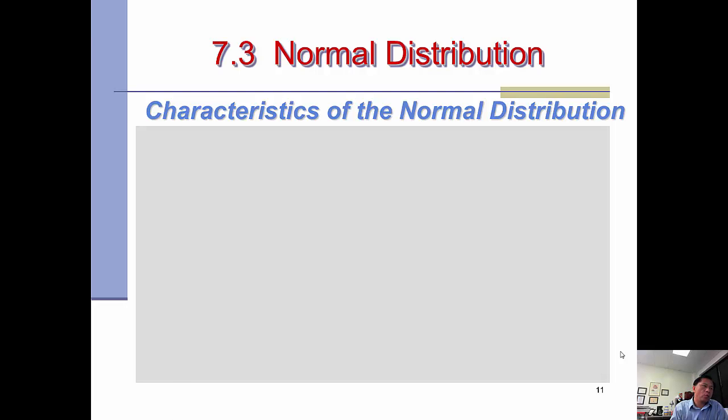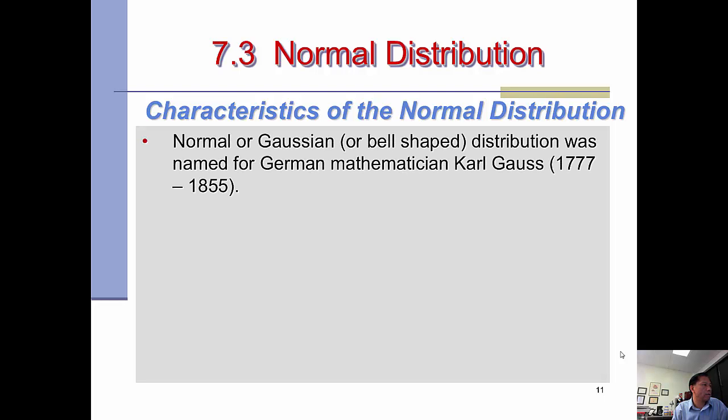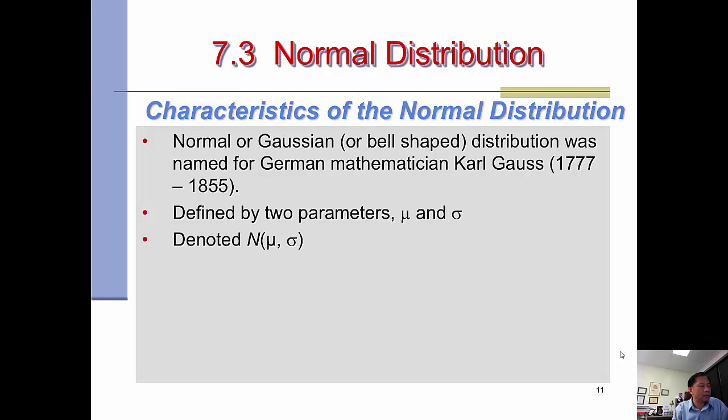Next, let's talk about the normal distribution. This is probably one of the single most important statistical distributions that we will cover, we will use. It's widely used, very important, and very, very widely known. Okay? A German mathematician, Carl Gauss, between 1777 and 1855, this genius mathematician, he discovered the normal distribution. We call it Gaussian distribution, or bell-shaped distribution.